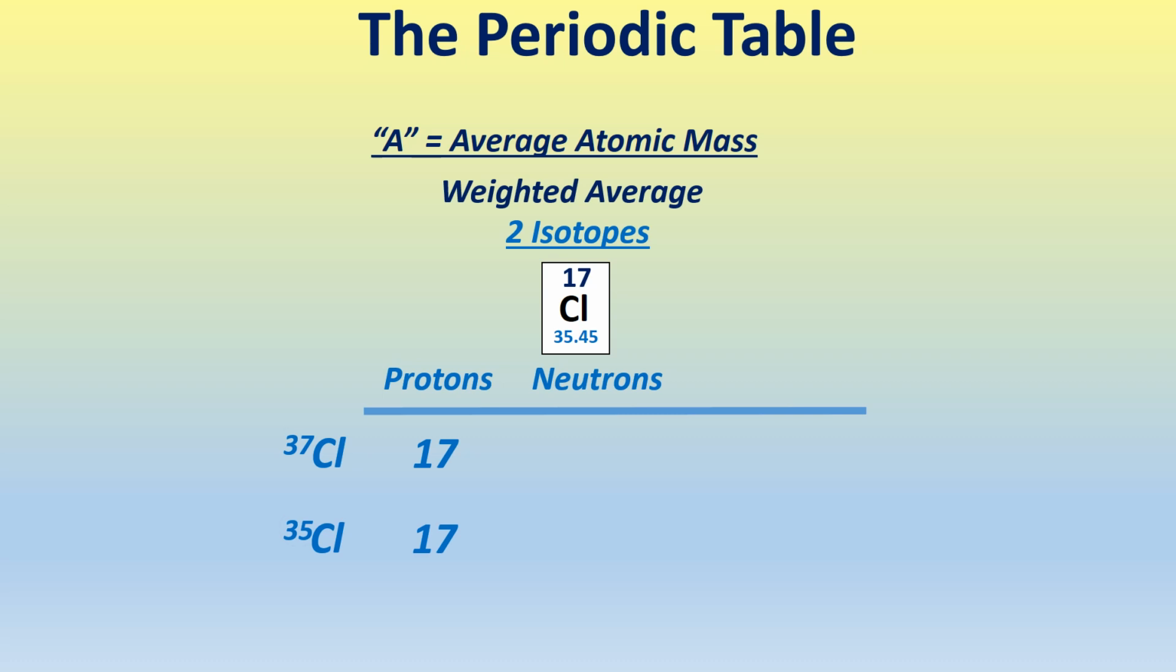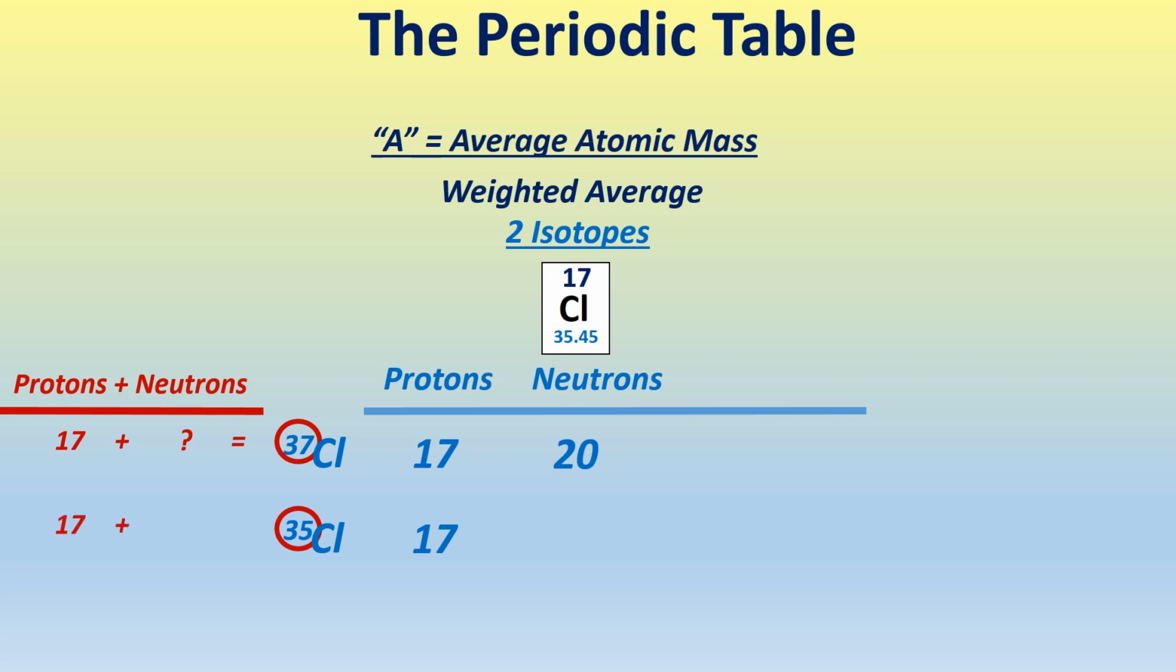In the first case, I have a mass of 37. Since chlorine has 17 protons, that means that chlorine 37 has 20 neutrons. Similarly, chlorine 35 with 17 protons, 17 plus 18 neutrons adds up to the 35.